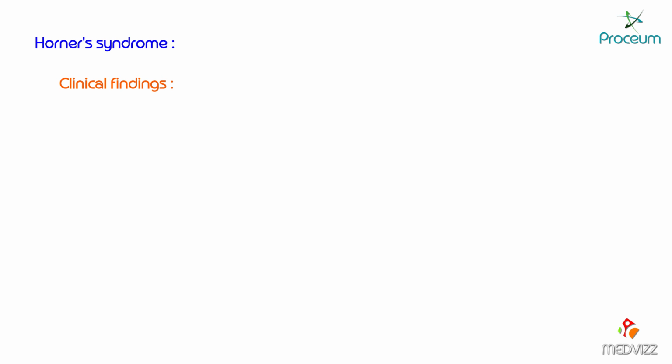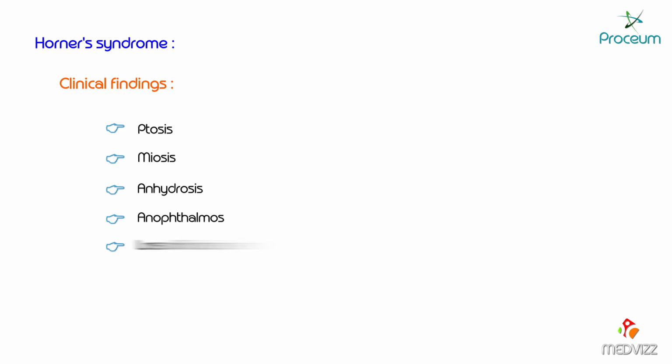So what are the clinical findings in Klumpke's palsy? There will be characteristic findings of ptosis, miosis, anhidrosis, and enophthalmos, and also loss of ciliospinal reflex. So all these are the characteristic features of Klumpke's palsy.